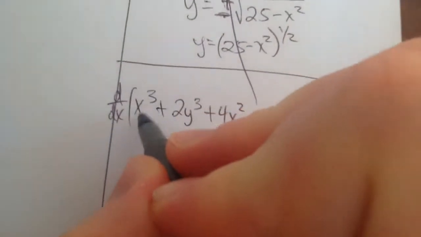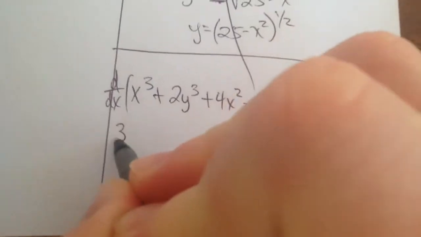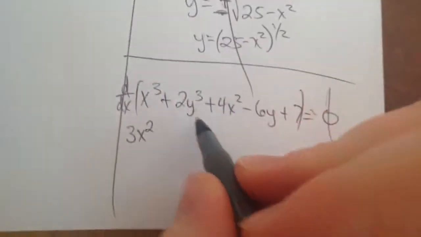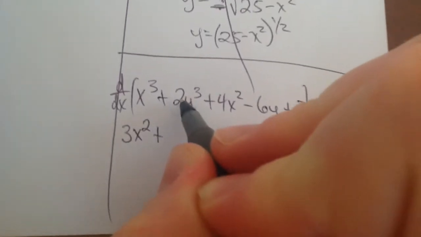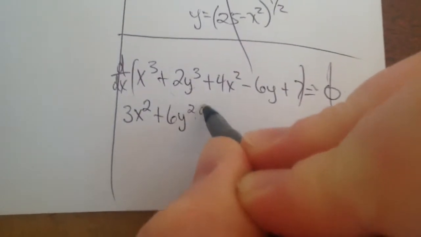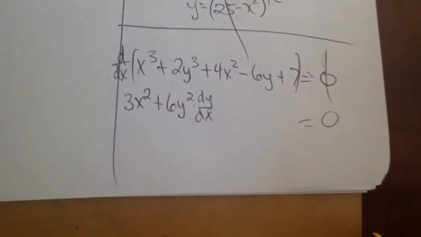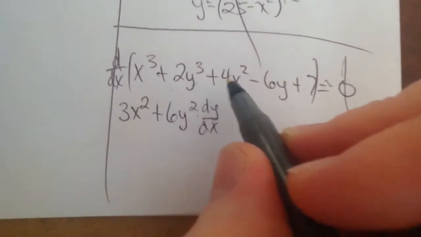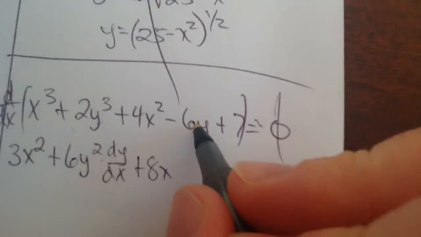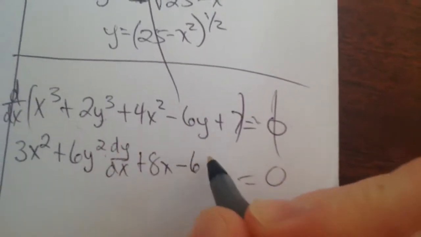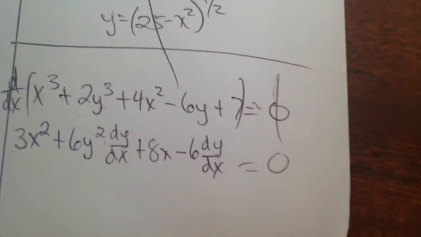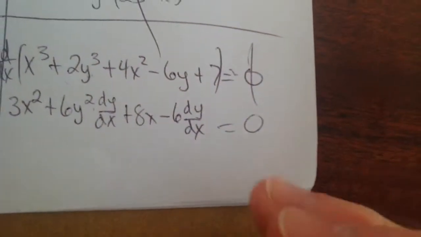So you go through, and on all the x's, you just do it like regular. So x to the third would just be 3x squared. But anytime you do a derivative of something that contains a y, you do it and include dy dx. So you go 3 times 2 is 6y squared, but then you also have to include dy dx. Moving on, plus 8x, and then here you'd have the derivative of negative 6y would be minus 6 dy dx, right? Because it's just a y. So it's just going to go to negative 6.